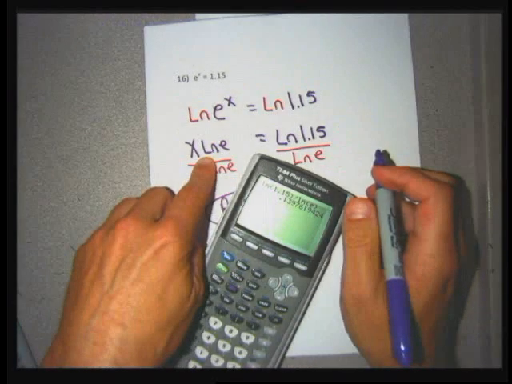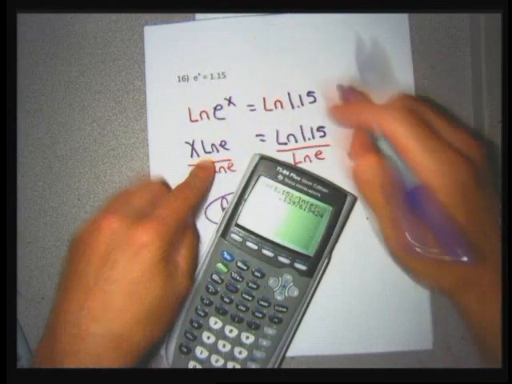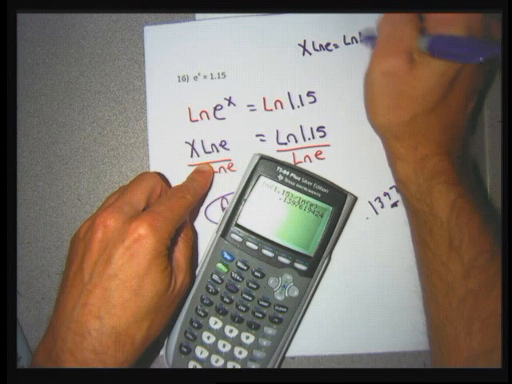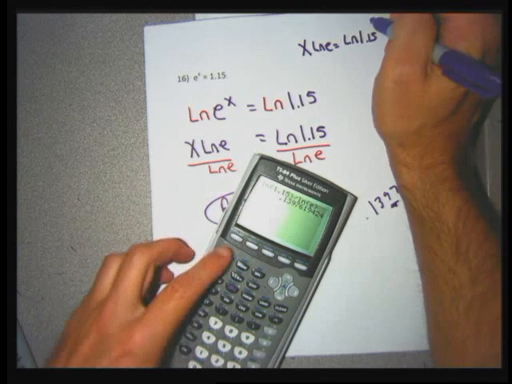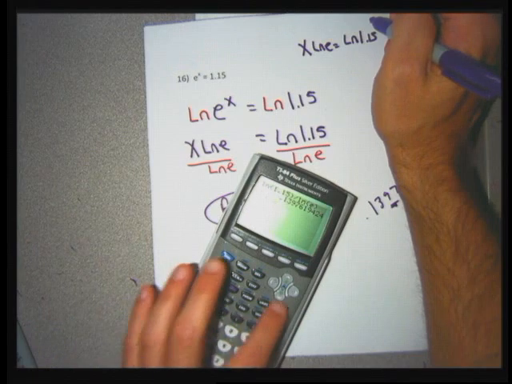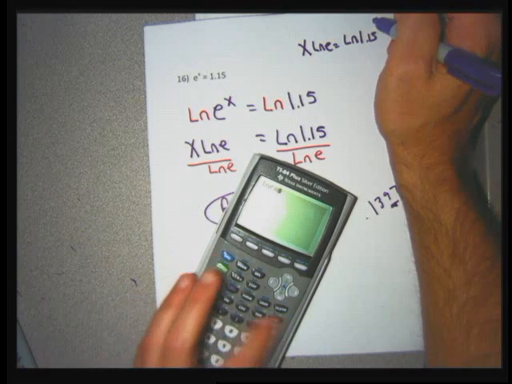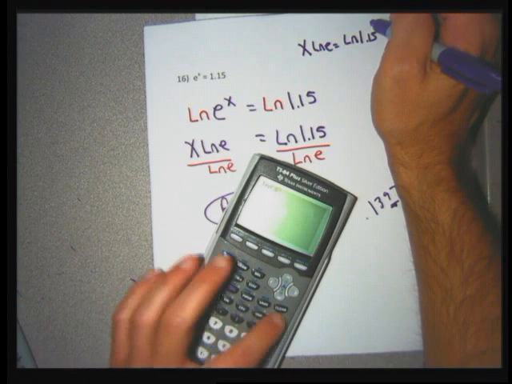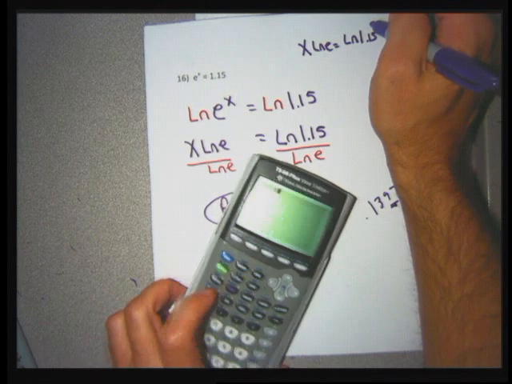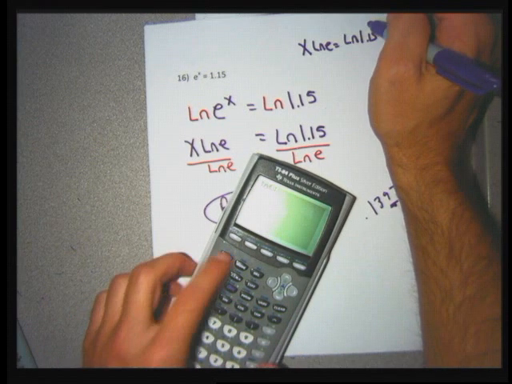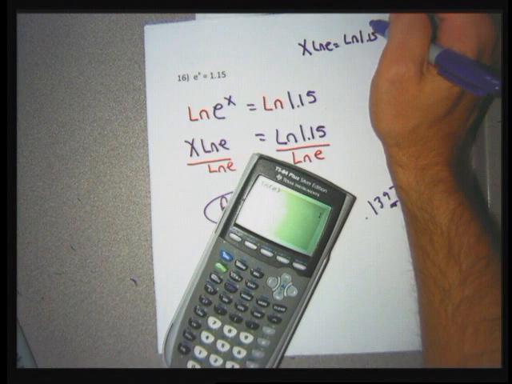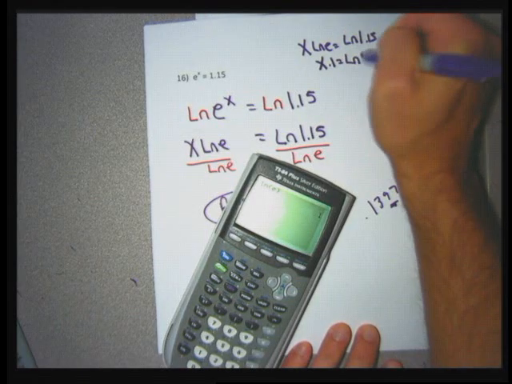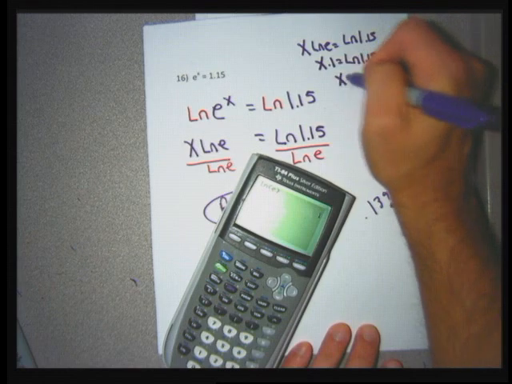This piece right here, this ln of e, I could have done this instead of what I did. When I had x times the ln of e equals the ln of 1.15, the ln of e, let me show you on my calculator, second ln of e. The ln of e is equal to 1. So this problem, x times the ln of e, is really x times 1 equals the ln of 1.15. And this gives me x equals the ln of 1.15.